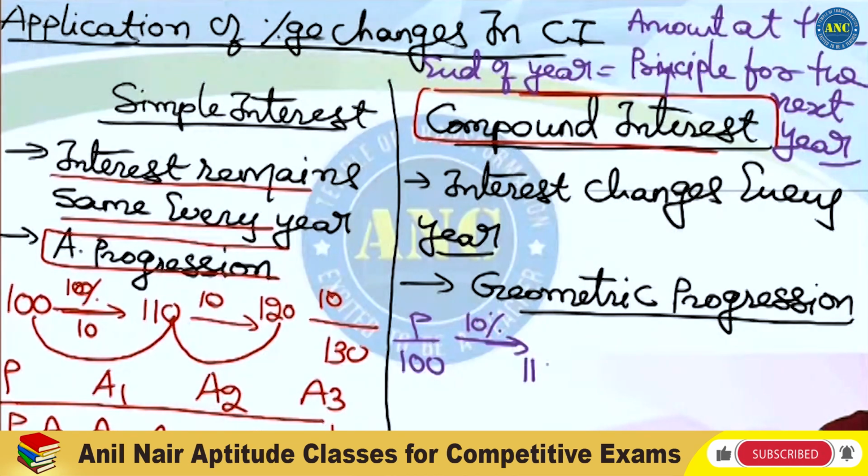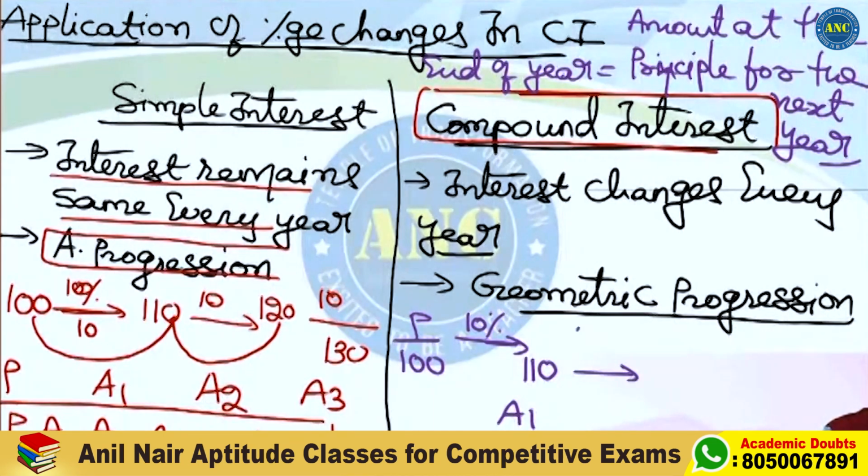This is nothing but 110. This is A1. This amount will act as a principal for the next year. Again, it is a 10% increase. 10% of 110 is 11.